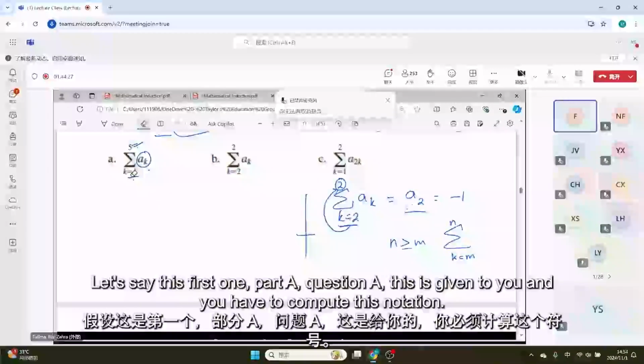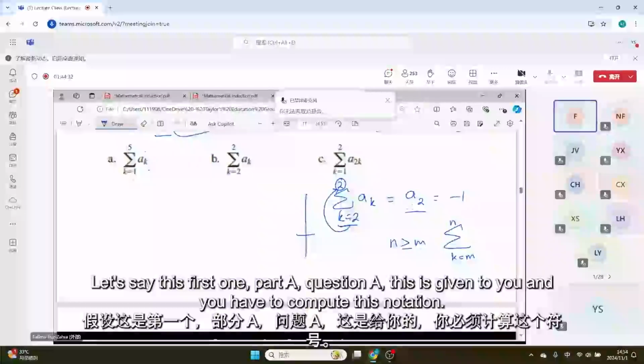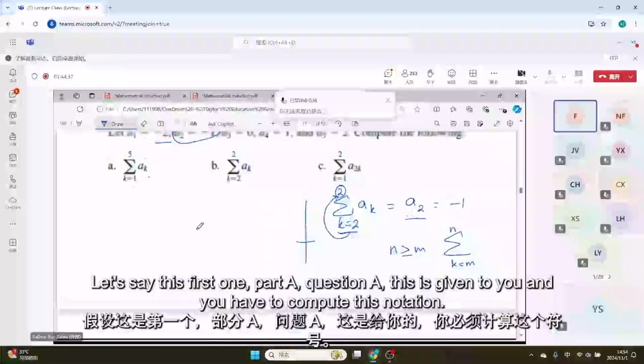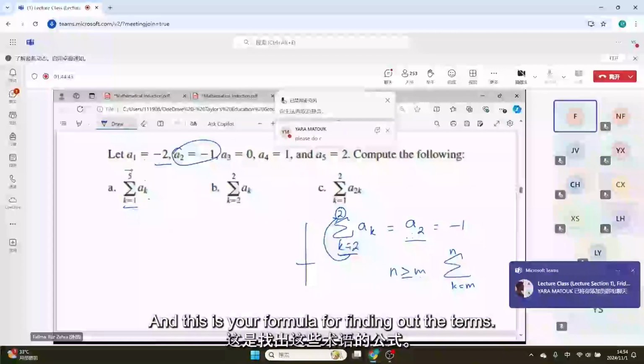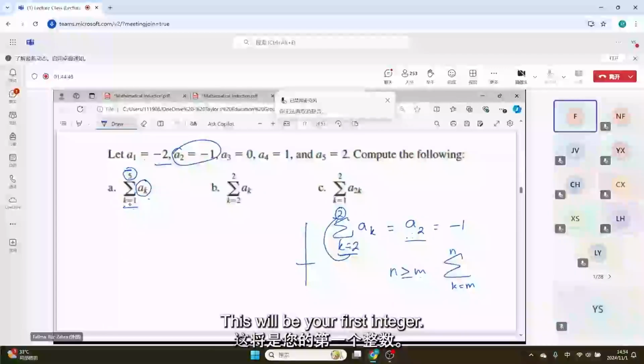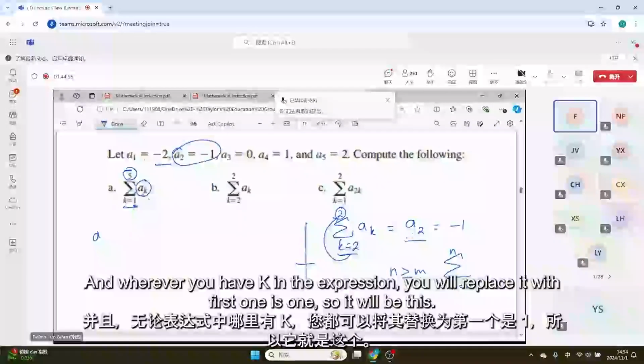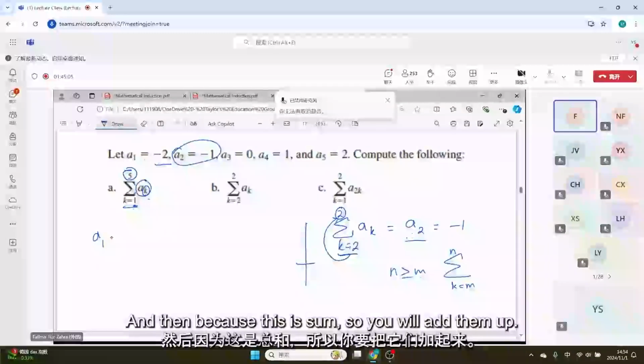Let's say this first one, part A, question A, is given to you, and you have to compute this notation. We know that this is the lower limit, this is the upper limit, and this is your formula for finding out the terms. So you will start from here. This will be your first integer, and wherever you have k in the expression, you will replace it with the first one, which is 1. Because this is a sum, you will add them up.